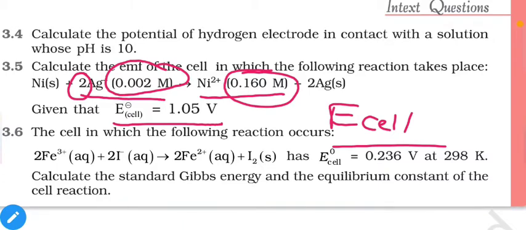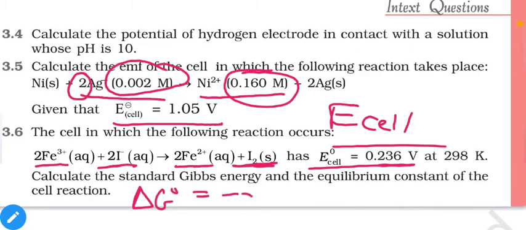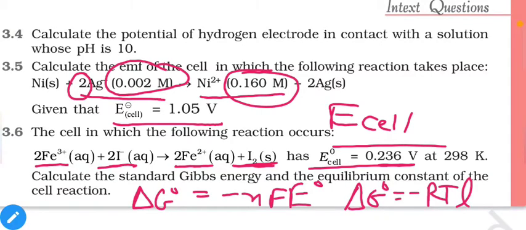Last example, the cell in which the following reaction occurs: 2Fe3+ + 2I- gives 2Fe2+ + I2. The standard cell potential is already mentioned, 0.236 at 298 Kelvin. Calculate the standard Gibbs energy and the equilibrium constant for the reaction. That means you have to use two equations: delta G naught is equal to minus nFE naught, and delta G naught is equal to minus RT ln K. So you have to use these two equations.